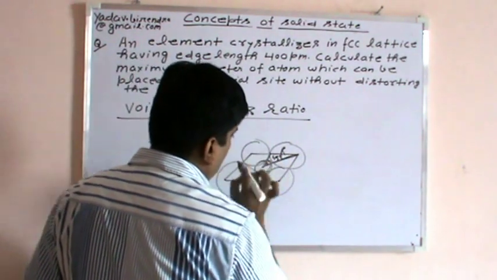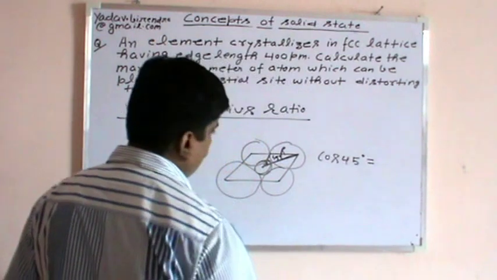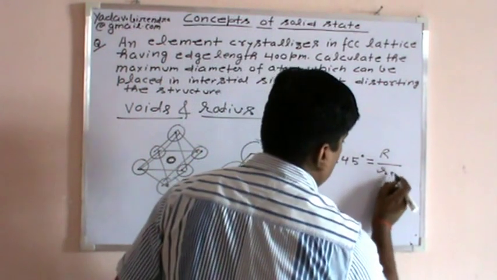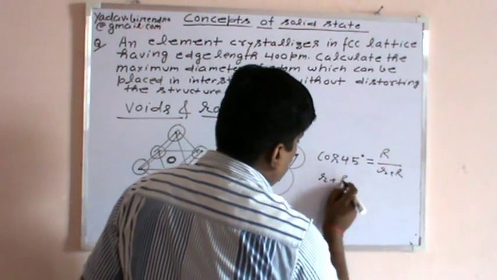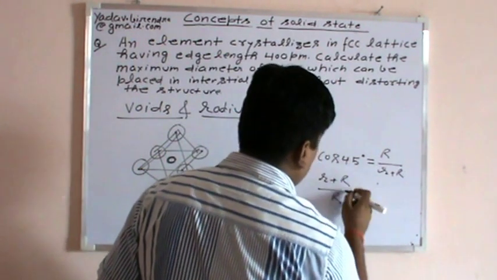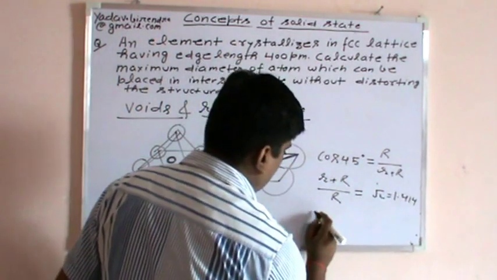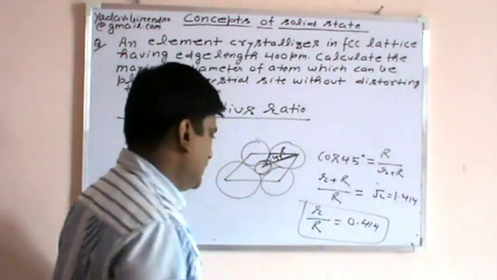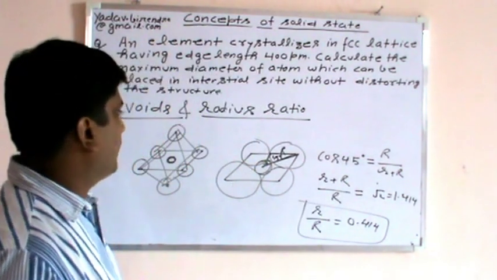So I can use here cos 45 degree, which can be written as capital R upon small r plus capital R. From here, if I try to find small r plus capital R upon capital R, it will be root 2 basically. Root 2, that is 1.414. So from here I get small r upon capital R as 0.414. So this will help us in finding the size of the atom which can be placed inside the octahedral void.